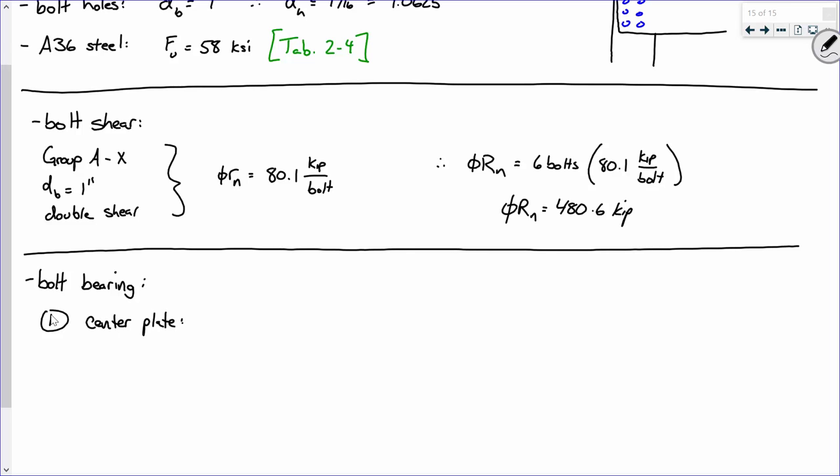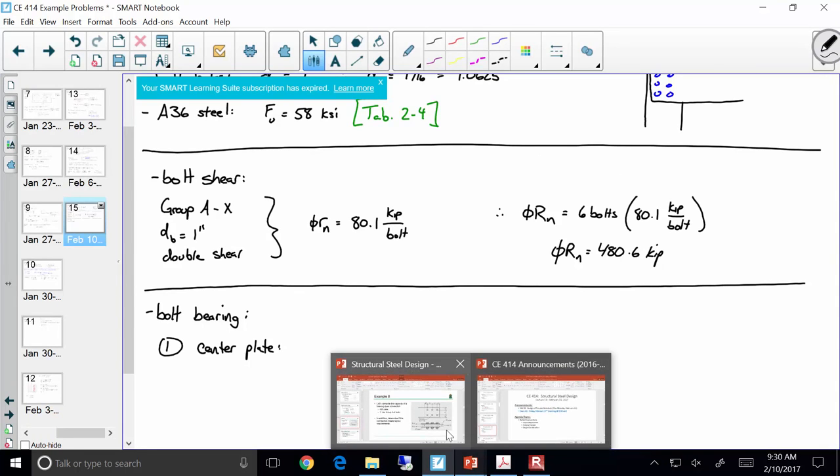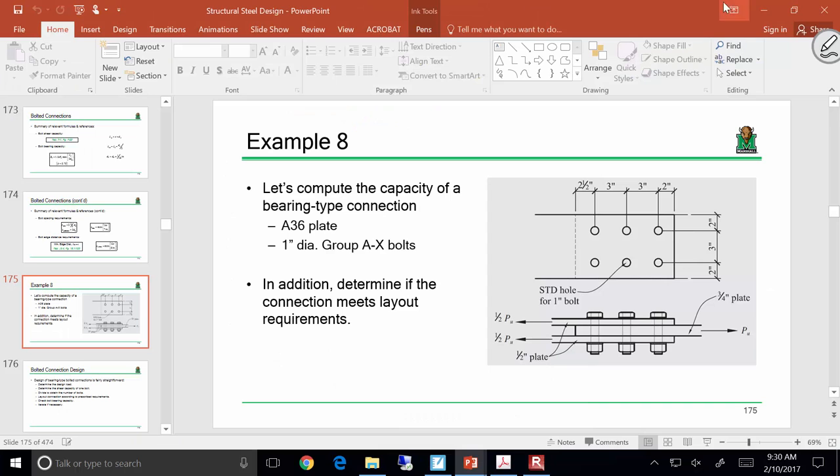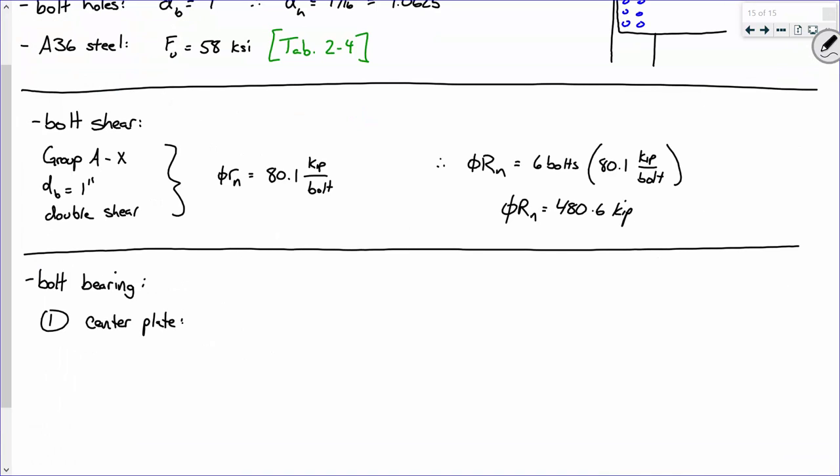Okay, center plate. We're going to need a few quantities to check this out. But before I do that, let me draw an image of what that center plate looks like. Let me bring up the image real quick. I'm looking at this 3/4 inch plate, the one in the middle, and trying to draw it to scale. It probably looks something about like this.